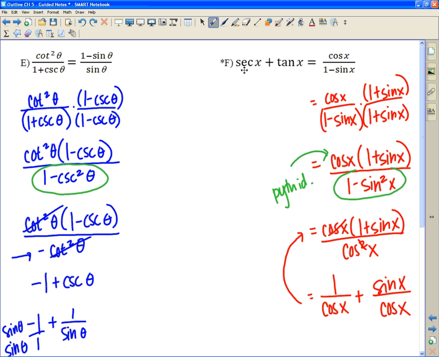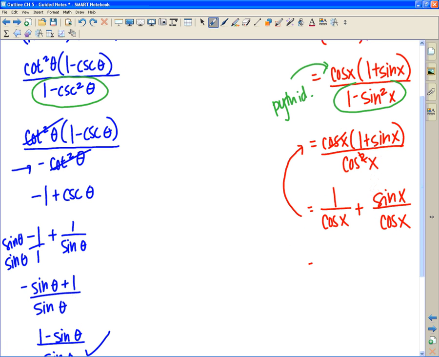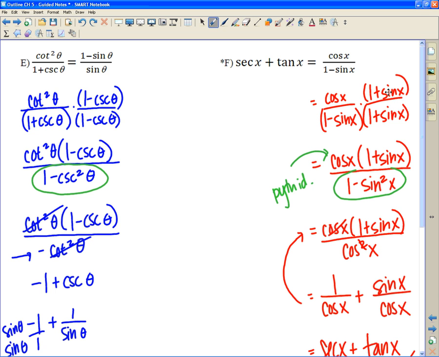Looking at what I'm trying to reach, I'm wanting secant plus tangent. It's a good thing that I have arrived where I have. This is secant x plus tangent x. And you did a great job there learning how to use multiplying by a well-chosen 1, in this case a conjugate. I thought that the right side was much more complicated because of the fraction.